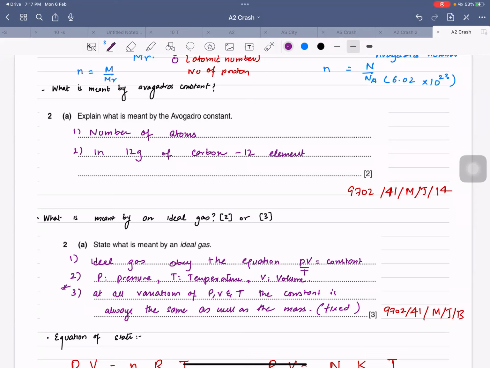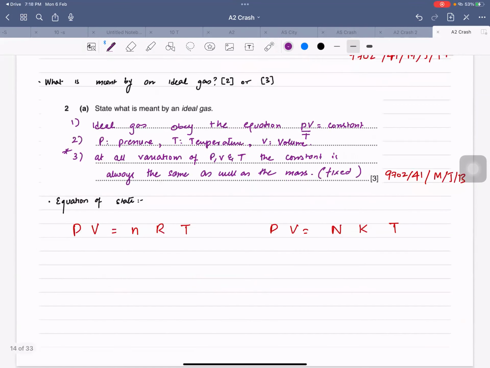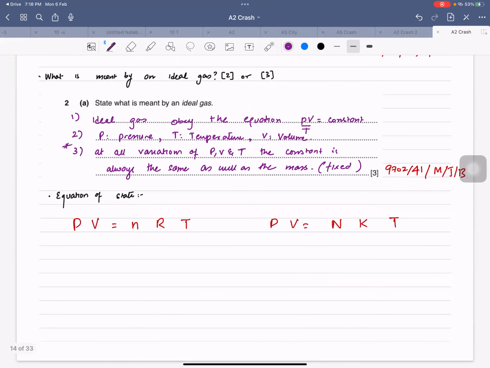So you should remember that. Anyway, so then you have two equations of state. These two will be required depending on the question. They are interchangeable, but it's easier to remember each one of them and then use them whenever a certain type of question is given. The first one is more common.